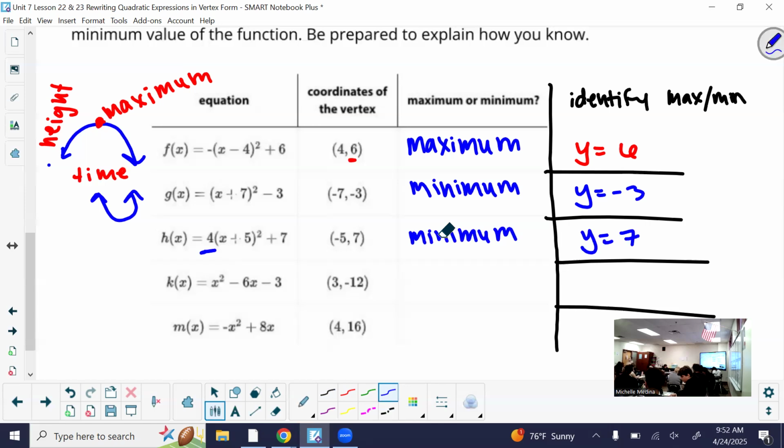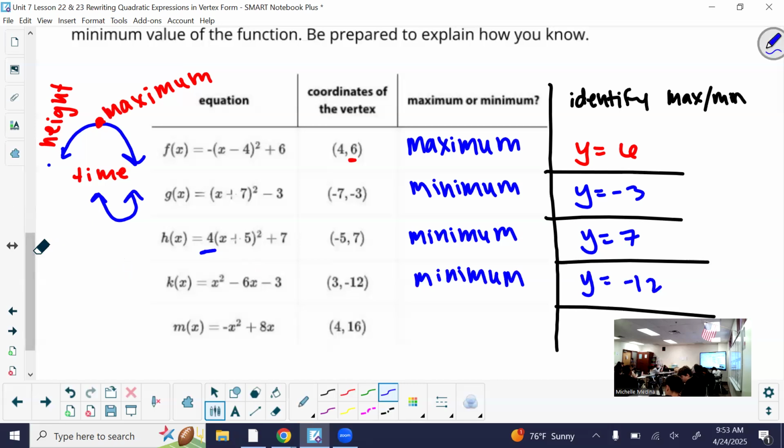Let's see. Sorry, I didn't have time to write. So k of x does have a minimum because the A is positive. Max, what would the value of the minimum be? Good, that's correct. That's my minimum y value.